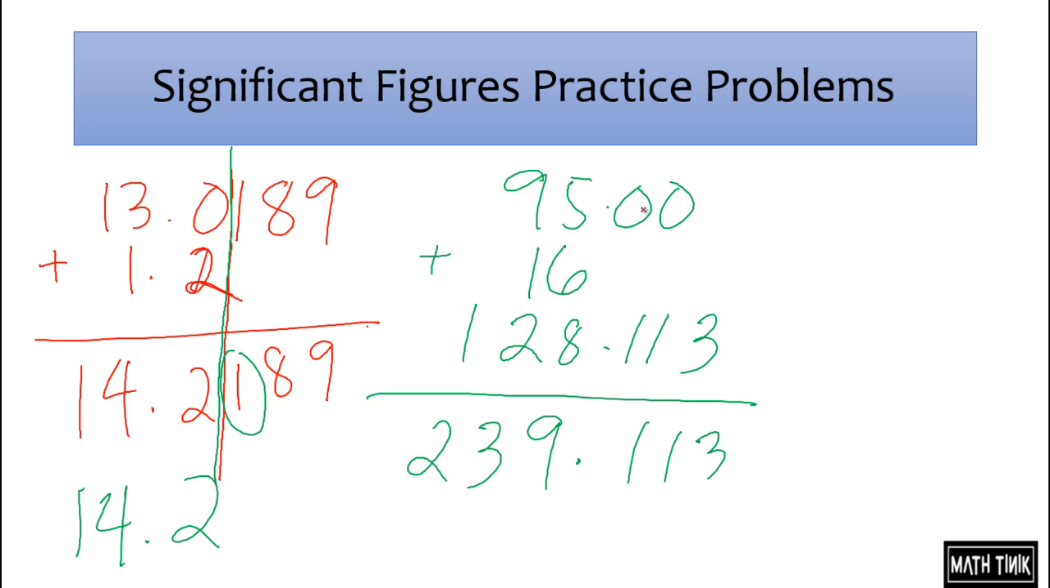95.00, these two zeros here are significant. They are called trailing zeros, which are to the right of the decimal point. So we just have to put a line there, and we now have our final answer, 239, because the number next to 9 is 1, so there is no need for us to round up. So the answer is 239.